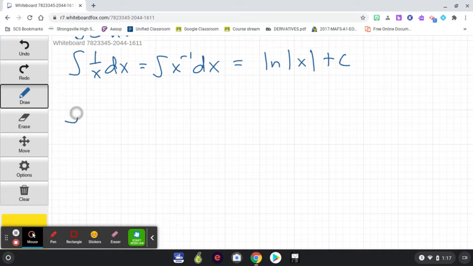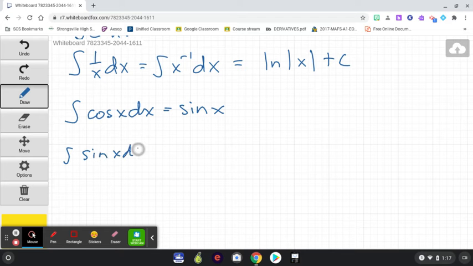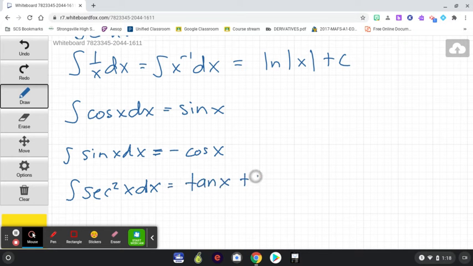All right, let's review some trig. So if I integrate the cosine function, you get sine, right? Because the derivative of sine is cosine. If I integrate the sine function, I would get negative cosine. And if I integrate secant squared function, I would get tangent plus c, and plus c.